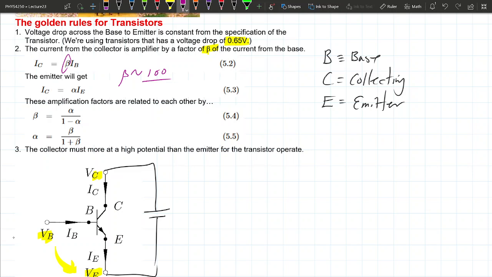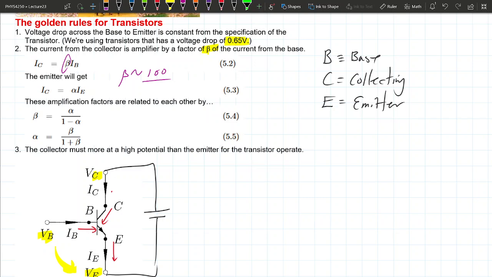That means the current that's coming out of the collector... now we're just applying Kirchhoff's junction law. The current coming out of the emitter is the combination of the current going into the base and the current coming out of the collector. They combine together and come out of the emitter. So the current coming from the collector is proportional to the current coming out of the emitter by this number called alpha. We don't know what that is yet, but alpha will turn out to be approximately 1 all the time.